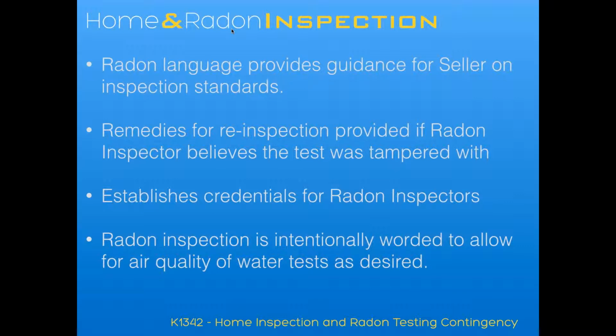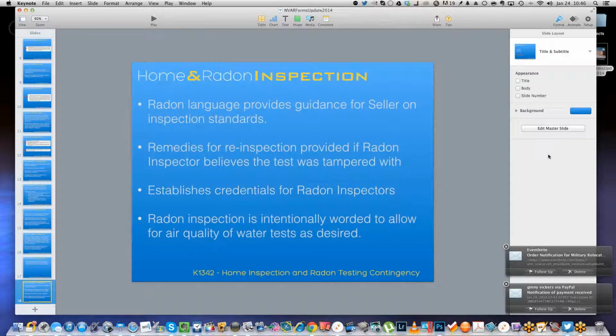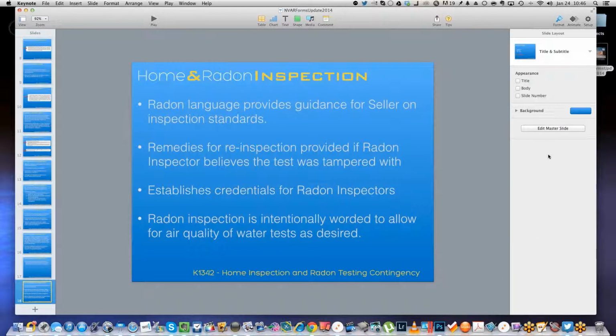Radon language provides guidance for sellers' inspection standards. Where a lot of the language in the radon and home inspections match one another, the radon section is going to have guidelines for the seller, based on EPA guidelines, of what they need to do to make the house ready for the radon test so as to get proper readings. And if it can be proved that they tampered with the radon test, there are going to be remedies built into the radon inspection. If the radon inspector believes that it's been tampered with, there are going to be some ways in which the buyer can get the radon done correctly. It also establishes credentials, which are again based on EPA standards.